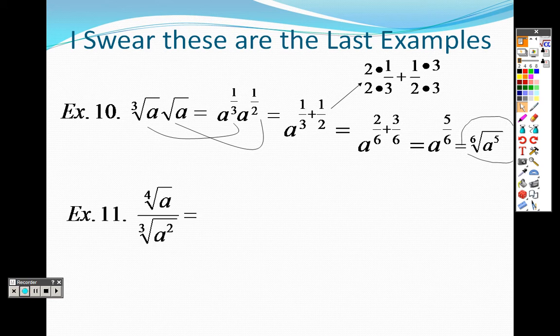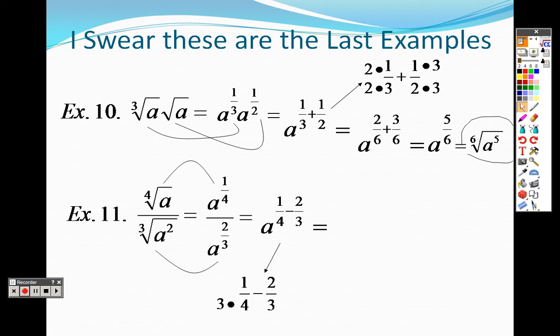So in this one, rewrite your roots, so that will be a to the 1/4 power and a to the 2/3. Now once again, we can subtract them, but here's the problem. When we subtract them, the denominators aren't the same, so I need to make the denominators the same first. So what jumps out at me is a 12. If I multiply this side by 3 and this side by 4, I'll get 3 over 12 and 8 over 12. So when I do that, 3 minus 8, I get a to the negative 5/12.